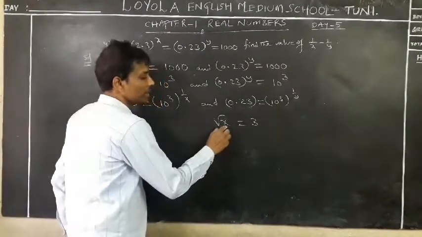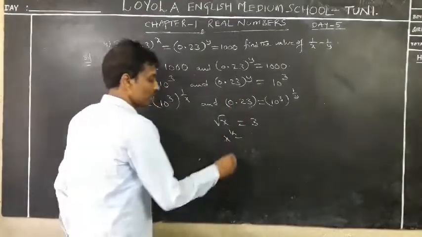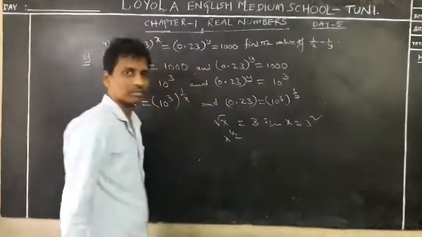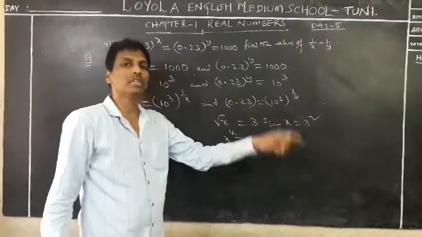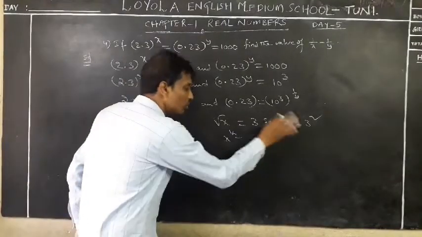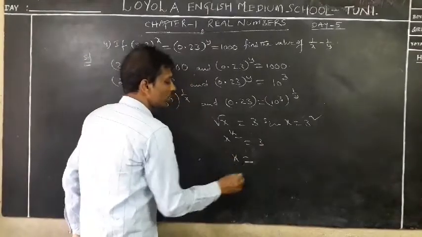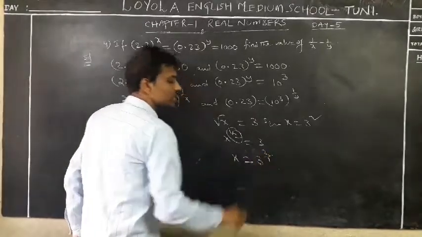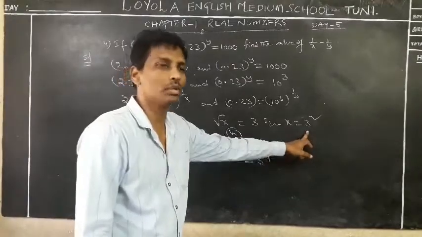Listen, the value of root x means x power 1 by 2. Leave it like that only. Squaring on both sides, x is equal to 3 square. Without doing squaring on both sides, if you observe properly, when this value goes towards RHS, it becomes the reciprocal, 2 by 1. So that's why we get x is equal to 3 square.